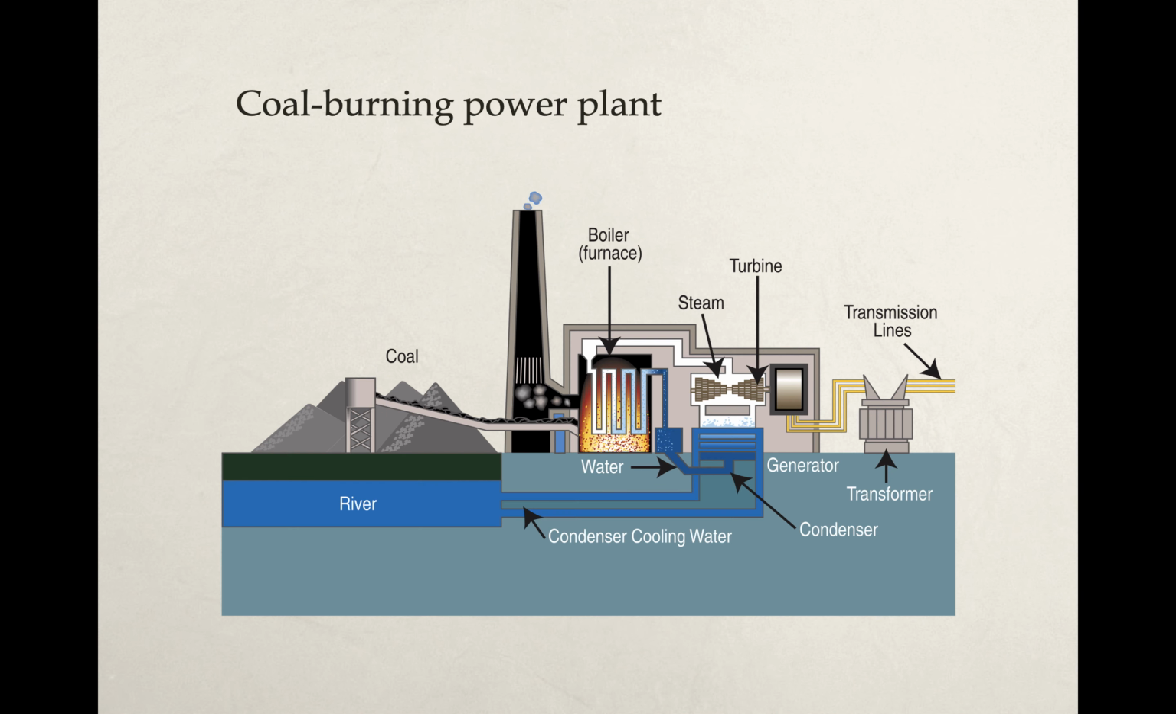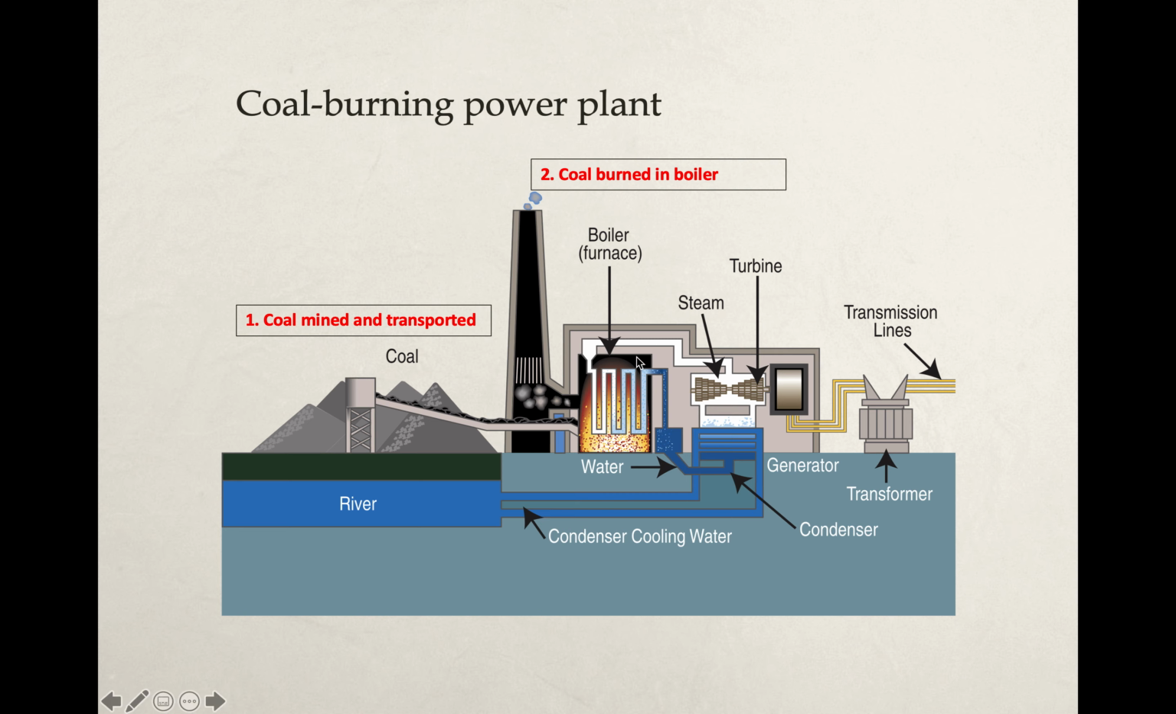So this is a coal burning power plant. In step 1, coal is mined and transported. In step 2, coal is burned in the boiler. So the boiler is the furnace. Here, coal is burned and it heats up water.